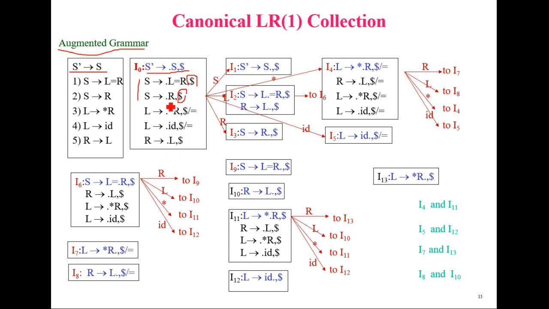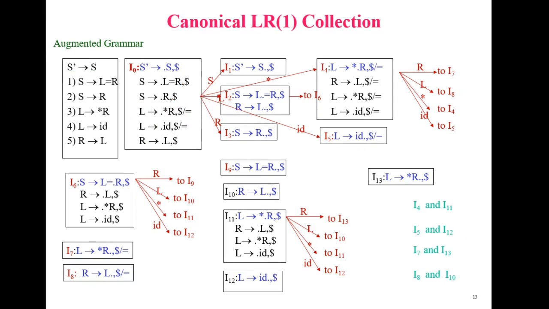Next we have R after this dot. So add the R rule. And R is followed by nothing. So dollar. First of dollar is dollar. In this R rule, again we have L. Already we have added these L rules, but the look ahead for this L rule is different. The look ahead for this L rule is dollar, for this L rule it is equal to. So we have added both the look aheads for this set. So now this is the I0 set.